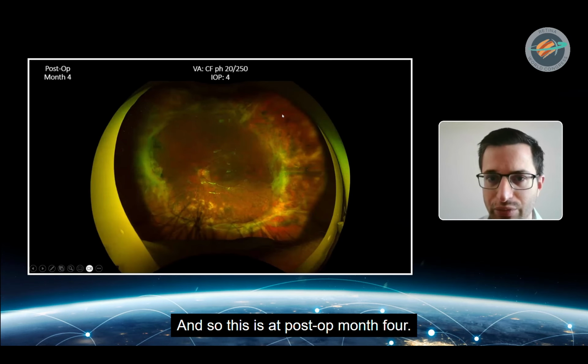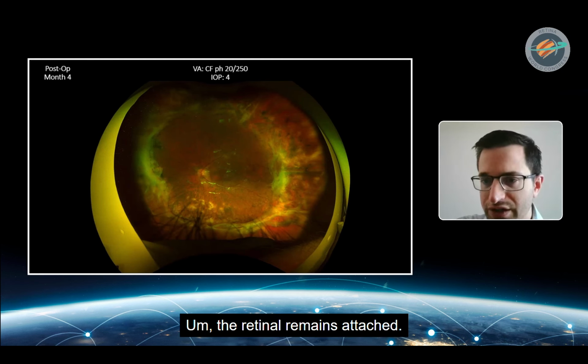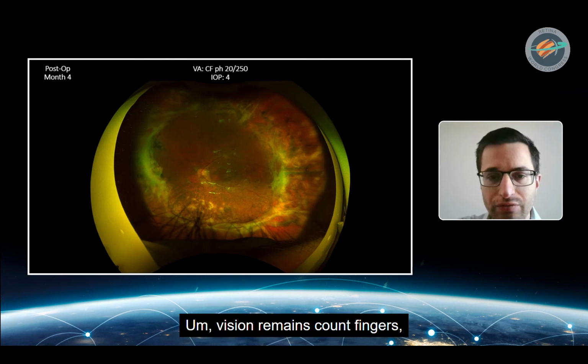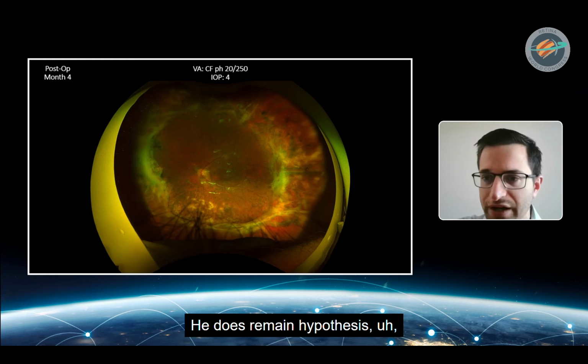And so this is at post-op month 4. The retina remains attached. The patient did undergo a series of 13 intravitreal methotrexate injections. Vision remains count fingers, however, he does pinhole to 20/50. He does remain hypotonous with an intraocular pressure of 4.